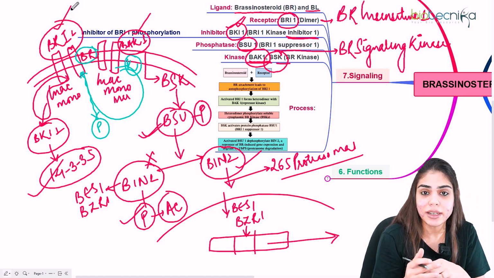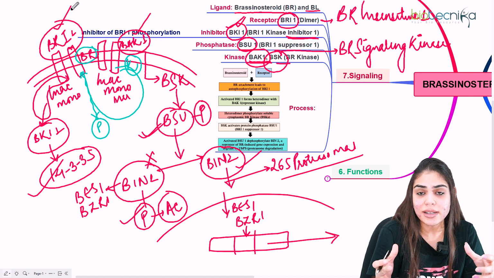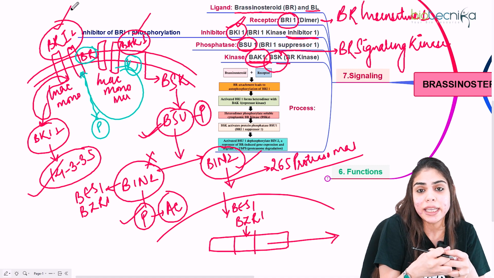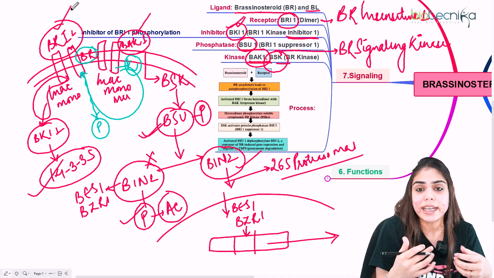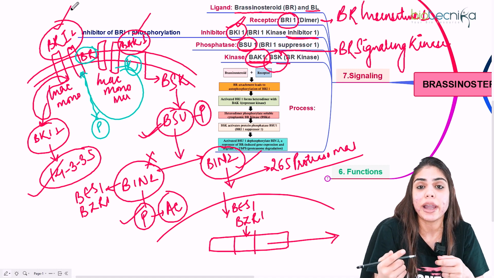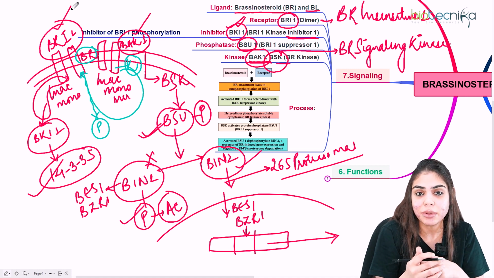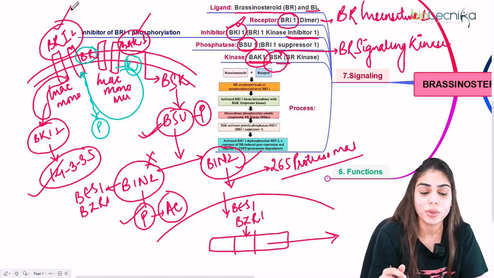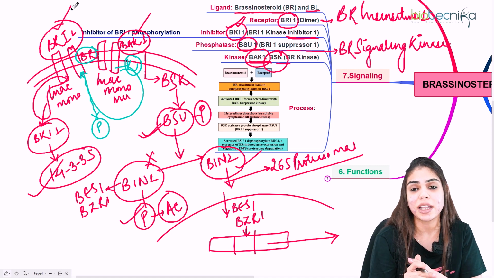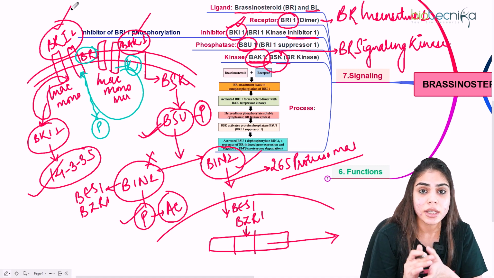Now this receptor is phosphorylated, which results in the dimerization of both the receptor as well as BAK1. Both the inactive monomers will dimerize into each other and form a heterodimer. Why heterodimer? Because two different units are bound to each other. One is BRI1 and the other is the receptor kinase, that is BAK1. Now this pathway is fully activated because the receptor is free from any kind of inhibitor.